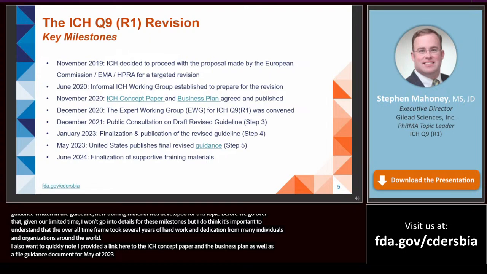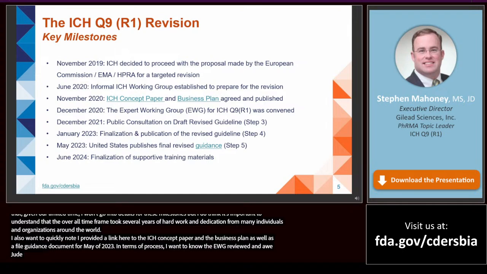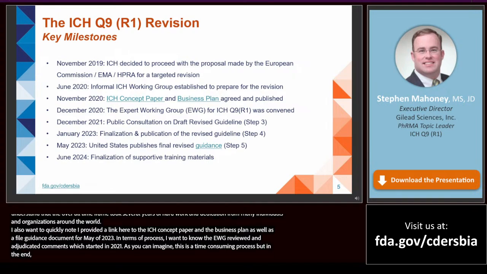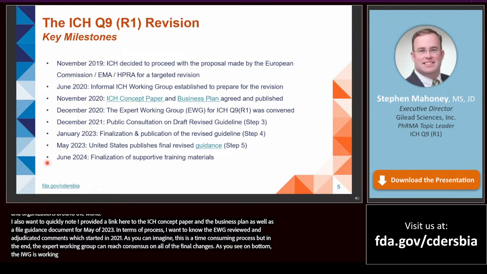And then in terms of process, I also wanted to note that the EWG reviewed and adjudicated over 750 comments received during the public consultation period, which started in 2021. As you can imagine, this was a very time-consuming process, but in the end, the expert working group was able to reach consensus on all the final changes. And as you can see here on the bottom, the IWG is currently working on supportive training material with an eye to complete this work in 2024.